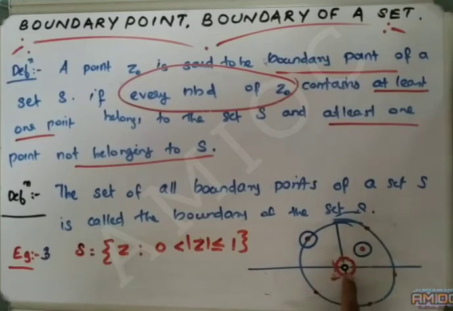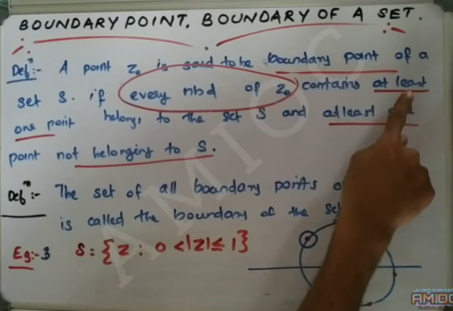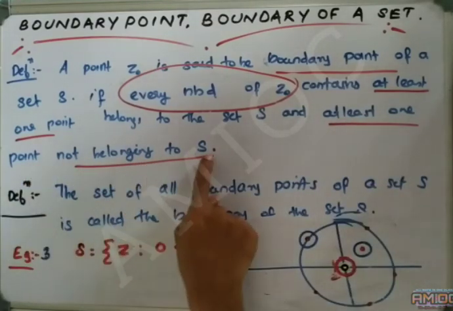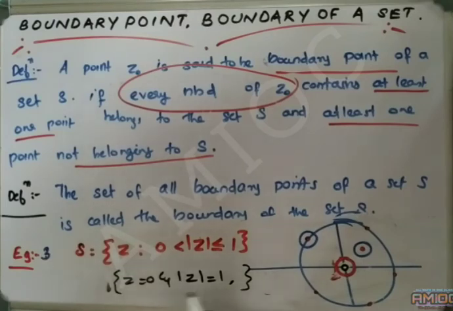We get some points in S, and along with that there is a point not in S, which is 0. Therefore, by the definition of a boundary point of a set, any neighborhood of z0 contains at least one point belonging to the set S and at least one point not belonging to the set S, hence 0 is a boundary point of this set S. Therefore, the set of all boundary points consists of the points on the circle |z| = 1 and the point z = 0, and hence the boundary of the set S is the set of all z satisfying z = 0 and |z| = 1.